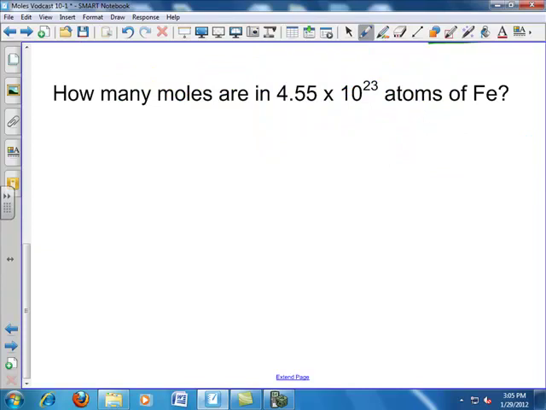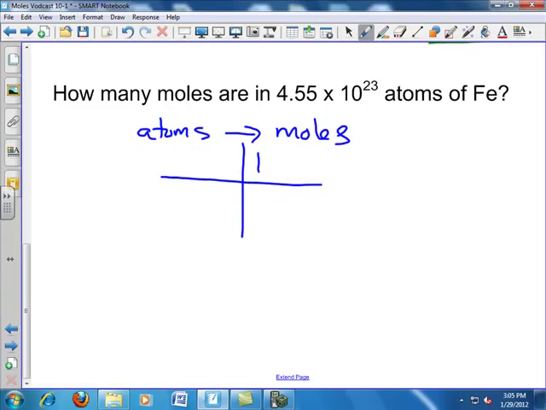Now, let's say I'm starting with a certain number of atoms, and I want to find out how many moles. So now I'm starting with atoms, and I need to convert to moles. You always want to try to plan out what you need to do. So in converting from atoms to moles, I'm going to use Avogadro's number, but now my Avogadro's number needs to be on the bottom, because I'm going to put the atoms down there. So that's kind of your plan that you need to put out.